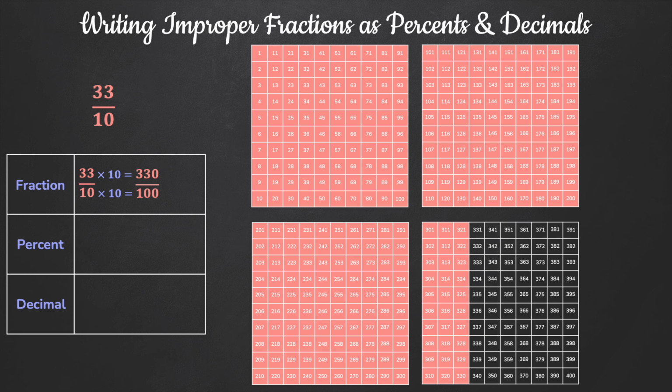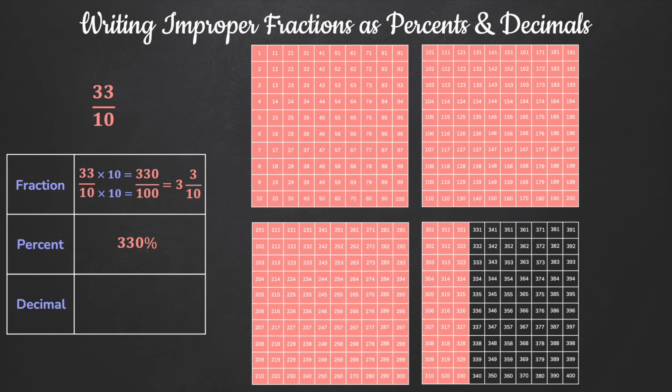Before we move on to percent, we're going to take our original improper fraction and write it as a mixed number. So we get 3 3/10. For our percent, because we have 330 of these squares shaded in, our percent is 330%. And that's because we have 330 out of 100 and our percents are out of 100.